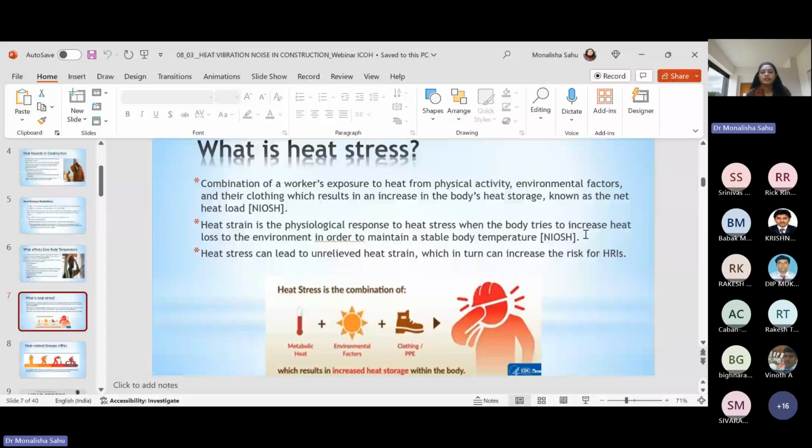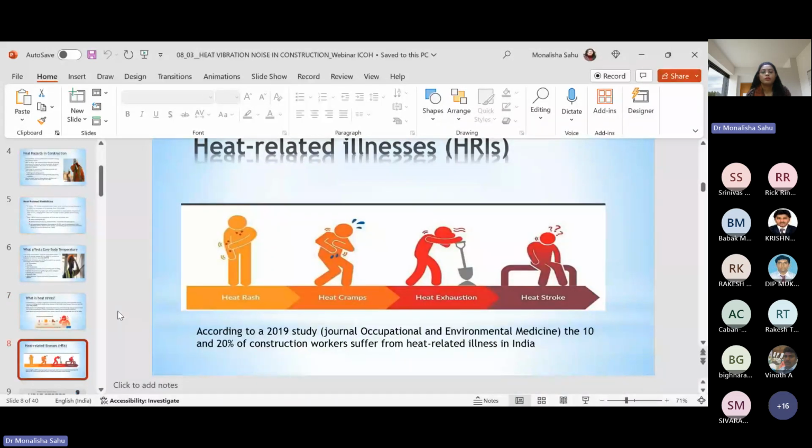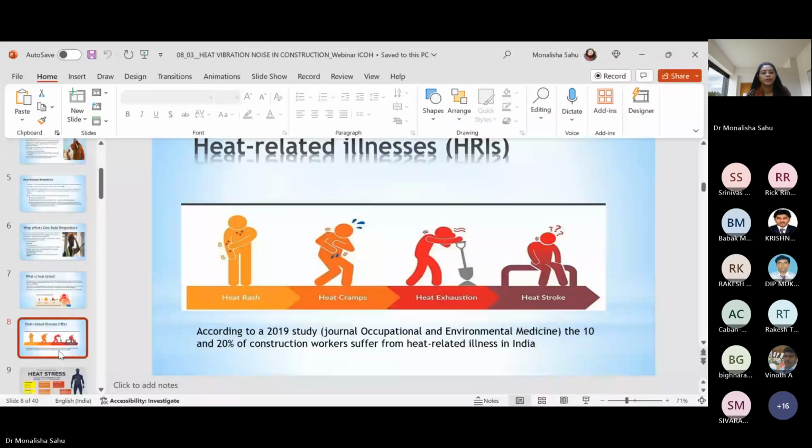When the heat stress is unrelieved, it may cause various HRIs. The HRIs may range from heat rash and heat cramps to some severe ones like heat exhaustion and heat stroke. According to one study, almost 10 to 20% of construction workers suffer from heat-related illnesses in India.